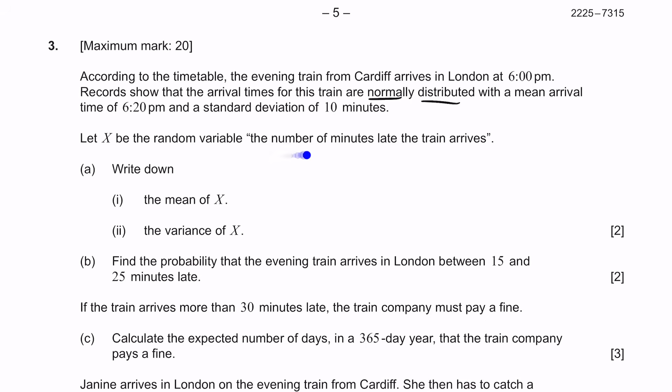X refers to the number of minutes late the train arrives. The train is supposed to arrive at 6 p.m., but on average, its mean arrival is 6:20. So the mean number of minutes late is 20. On average, it arrives 20 minutes late.